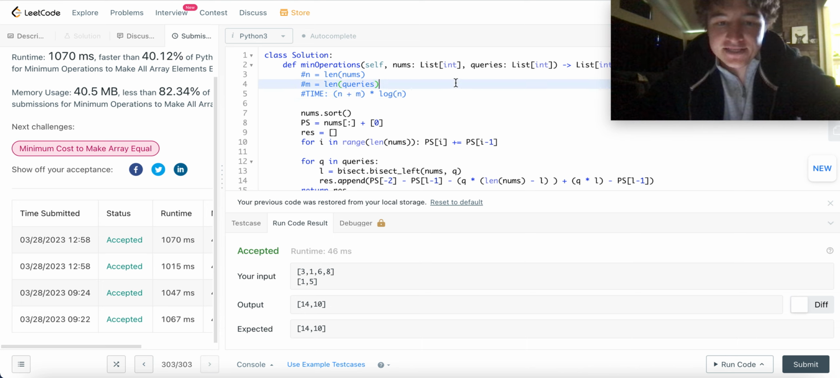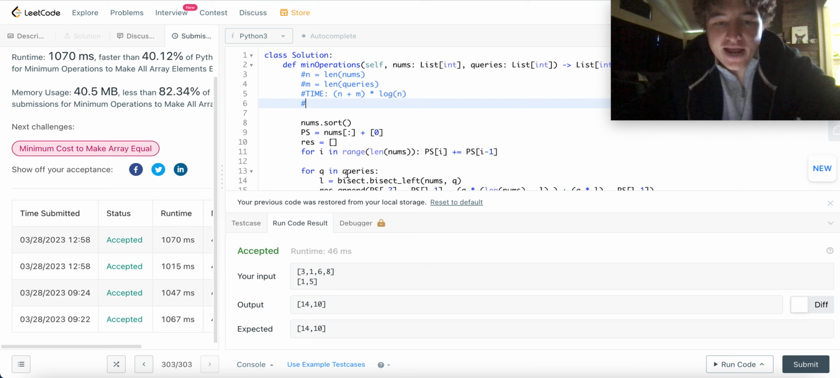In terms of space, well, we have to create an array for all the queries. So we're going to have m queries.